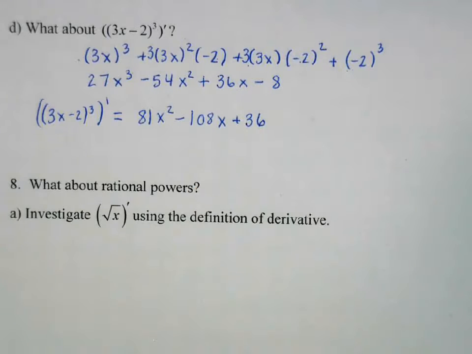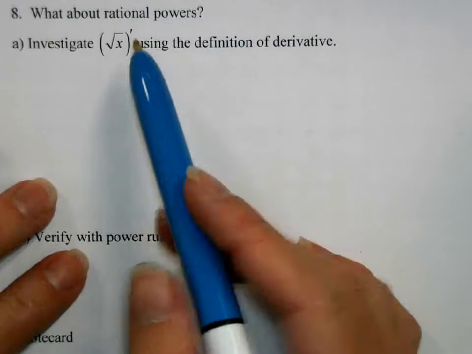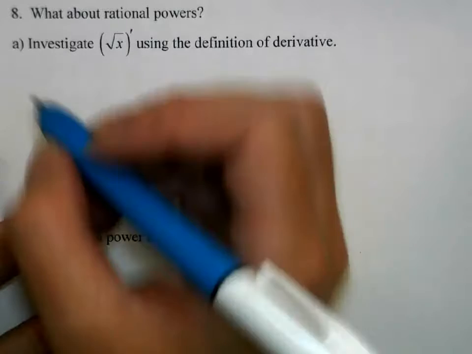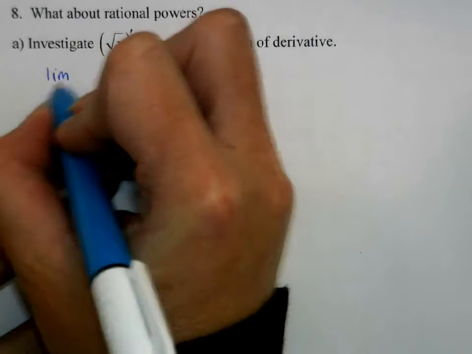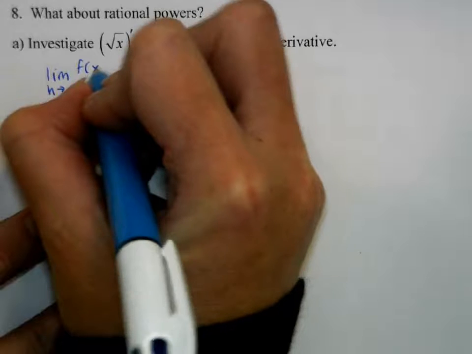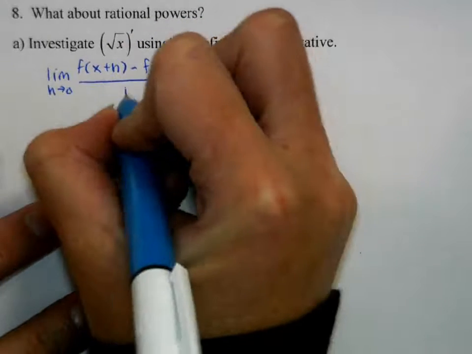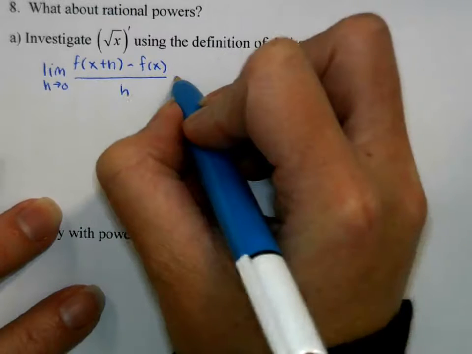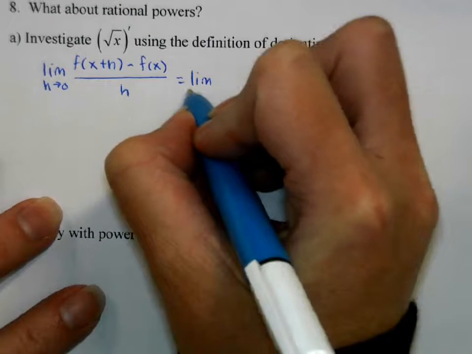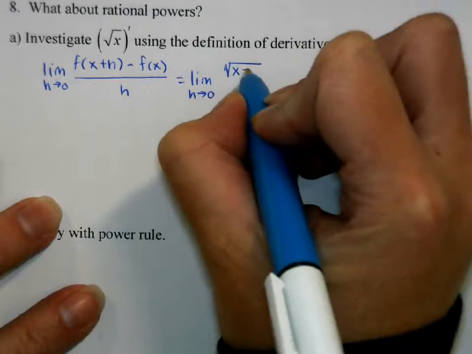All right, so back to our definition of a derivative. So finding the derivative of the square root of x. Again, it's all about justifying why this works. So the limit as h goes to 0 of f of x plus h minus f of x over h for this function is going to be the square root of x plus h minus the square root of x over h.